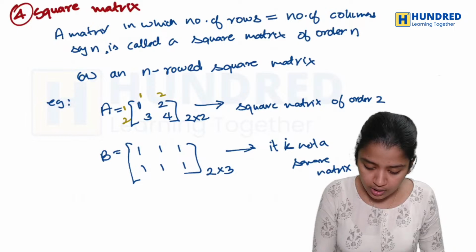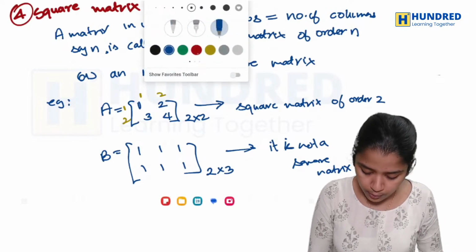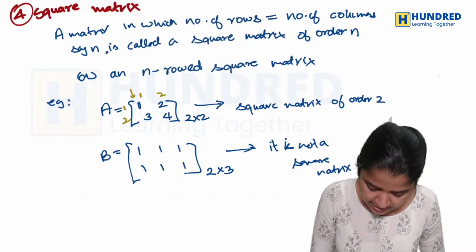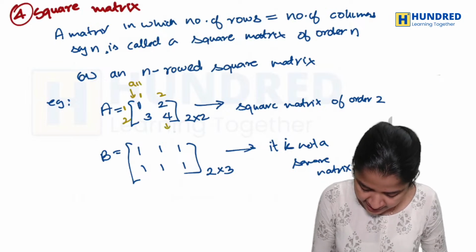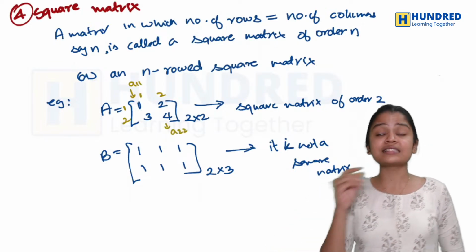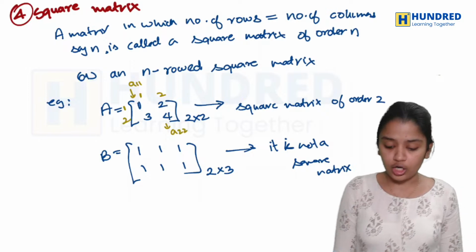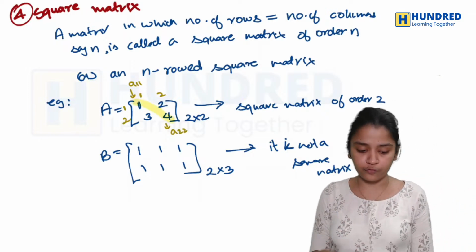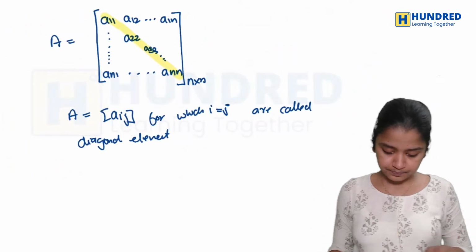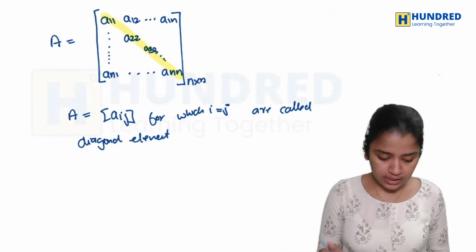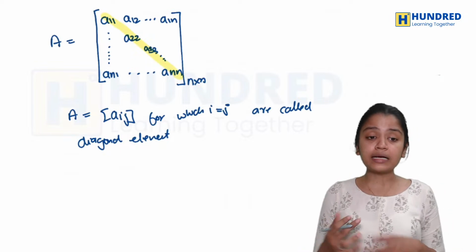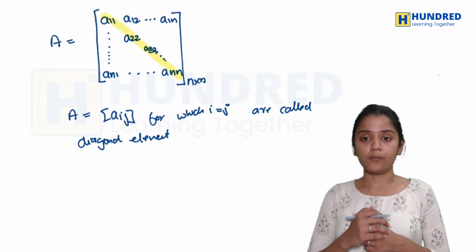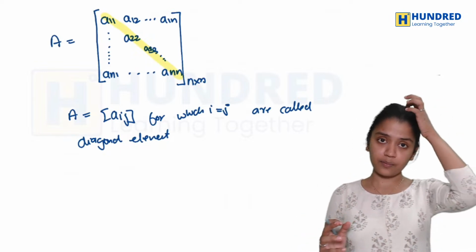Okay. So here this element is nothing but A11. This element is nothing but A22 because it is second row and second column. So your diagonal elements are 1 and 4 for it. These are called diagonal elements. So are you clear with it? Are you clear about it?